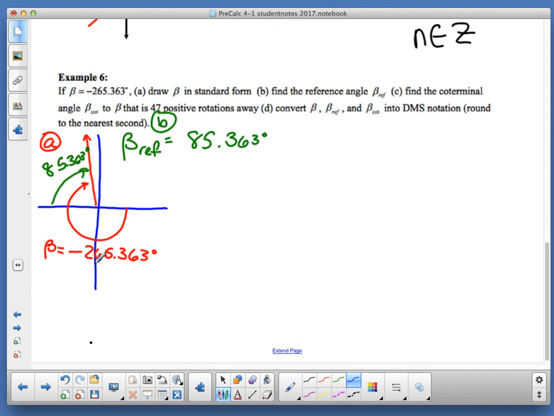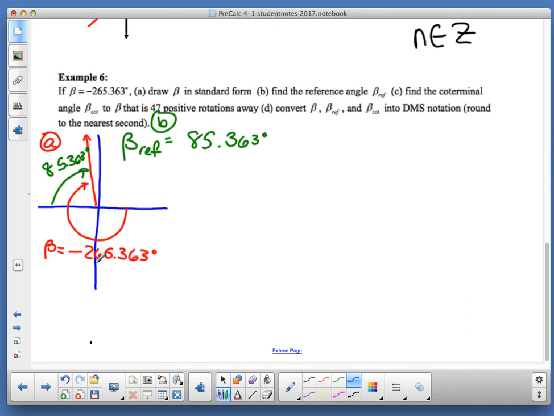Right now, I have a negative angle. I want to know a coterminal angle 47 positive rotations away. Okay, so I'm going to go in a counterclockwise manner 47 times. So I'm going to add to negative 265.363, 47 times 360. That's what they're asking me to do. Does that make sense? Okay, reread the question and then find our solution.